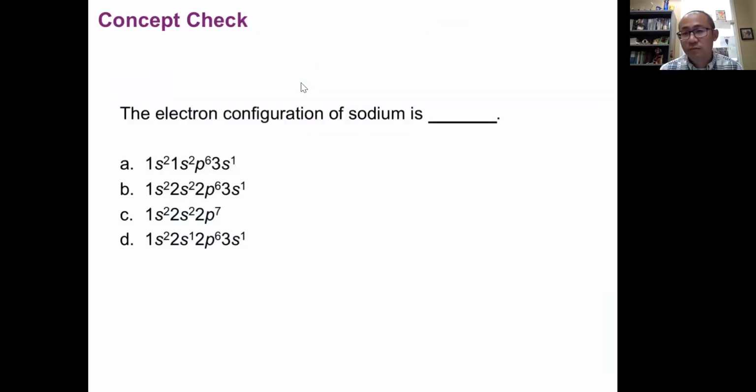Quick concept check. The electron configuration for sodium is: 11th element, number 11, so 11 electrons. So we have 1s2, 2s2, 2p6. Okay, that's 10 already. Then after 2p6 is 3s1. Okay, 3s1. So the answer is B.